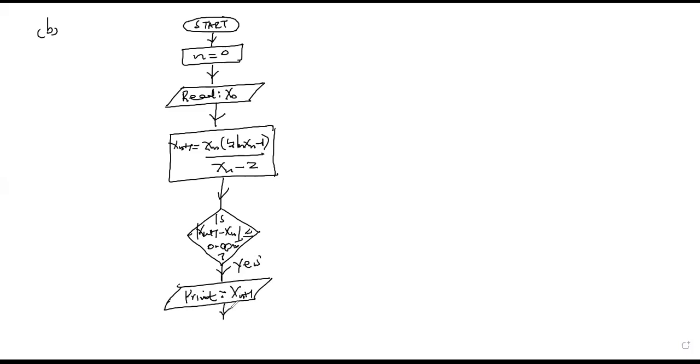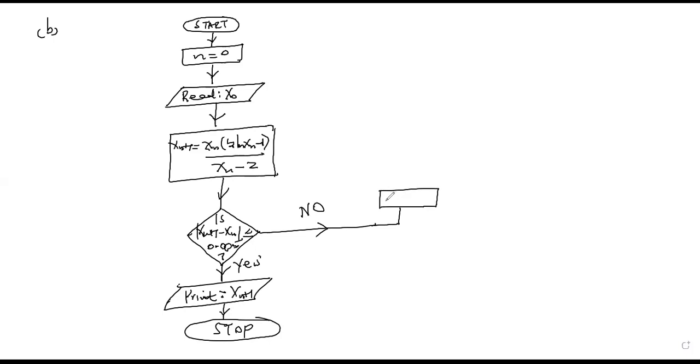After printing, of course, the machine has got to rest, so you have to stop it. So we have stopped. But if the answer was a no here, you would come, of course, as a master, and you must add this step: you increase the number of iterations.